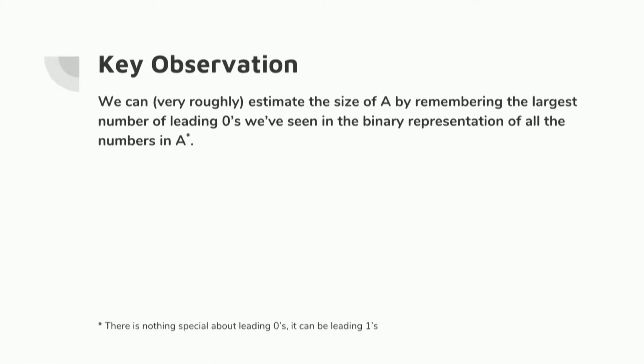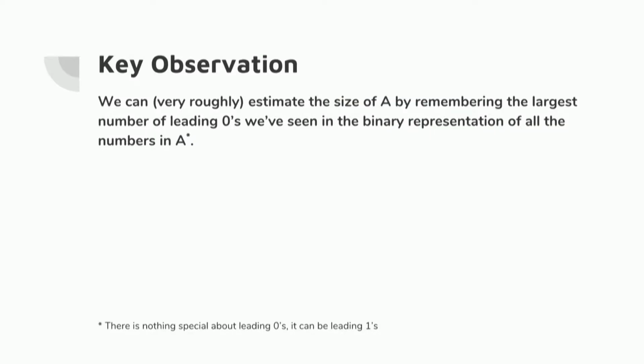There's a key observation that powers the HyperLogLog sketch. And when I first learned about this, I really didn't get it. This may seem so out there and not that useful, but it really powers the entirety of this algorithm. And if you get this idea, it's very easy to build to the rest of the algorithm. So the observation is this. We can very roughly estimate the size of this list of numbers. Again, they're randomly distributed numbers. So we can very roughly estimate the size or order of magnitude of this set by looking at each of its elements, looking at the binary representations of those numbers, and then remembering the largest number of leading zeros that we've seen.